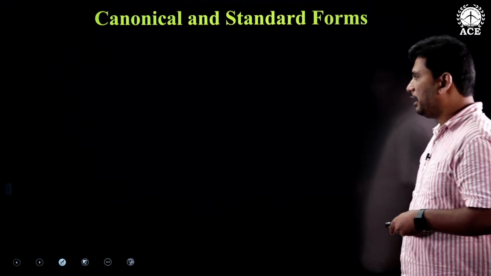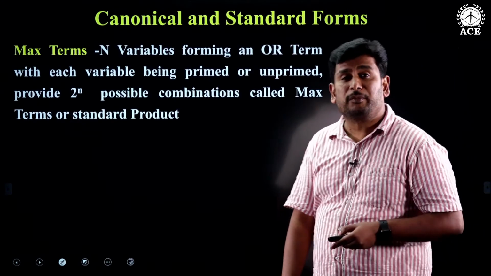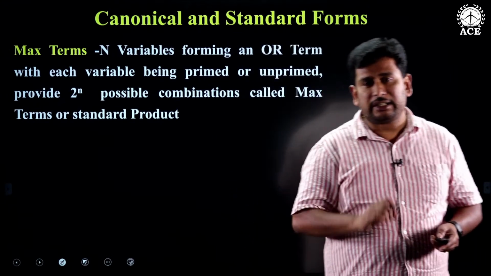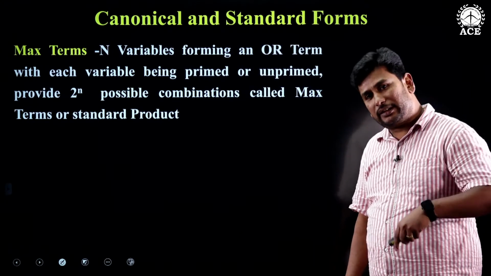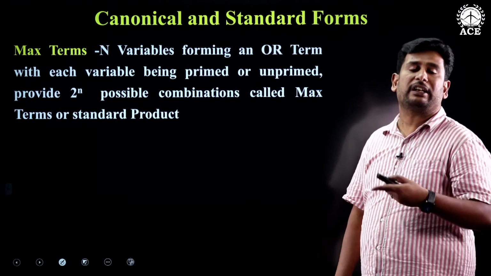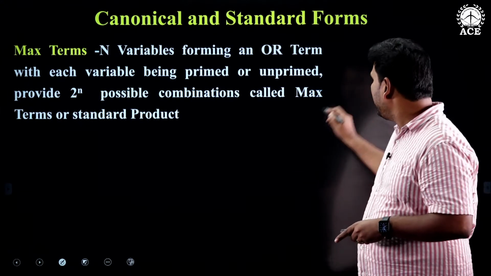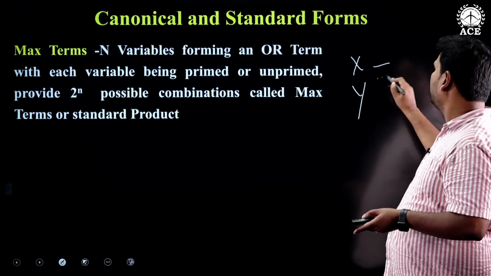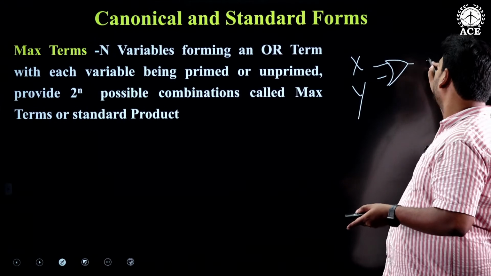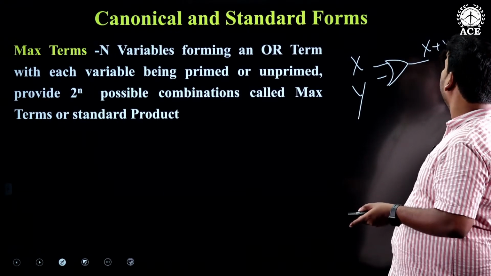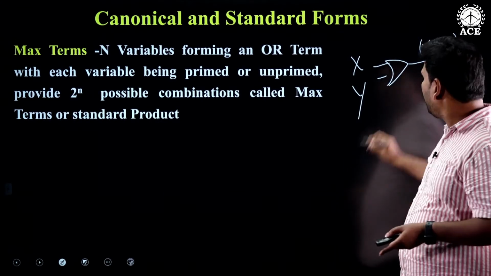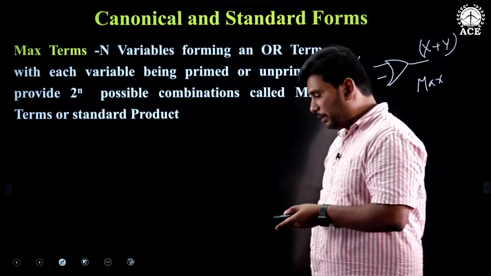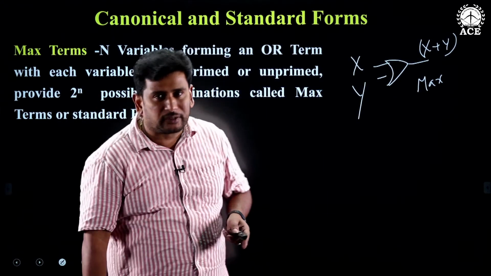The same applies to the other format, which is called maximum terms. There you are using an AND gate and calculating the product. Here we are using an OR gate and calculating the sum. So you may have two different variables which are applied to an OR gate. This is your sum term, and you call these sum terms maximum terms.